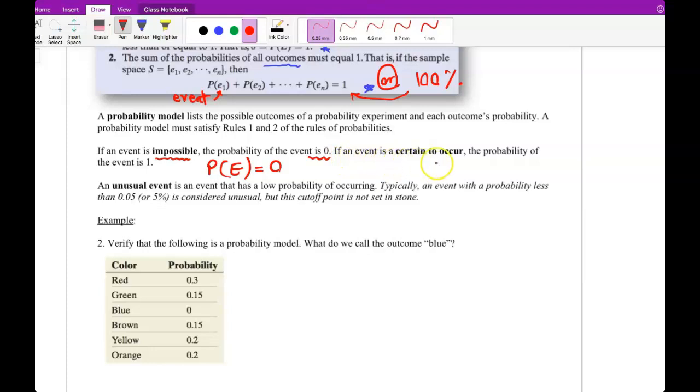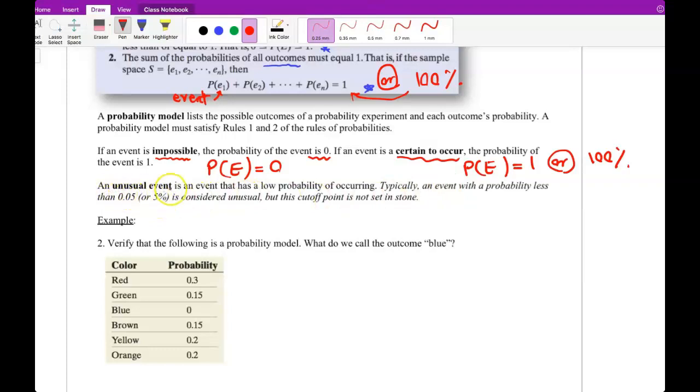If an event is certain to occur, the probability of the event is 1. So the probability of E is equal to 1, or 100%. So we are 100% sure that we're going to have this event. That is our probability for having this event.